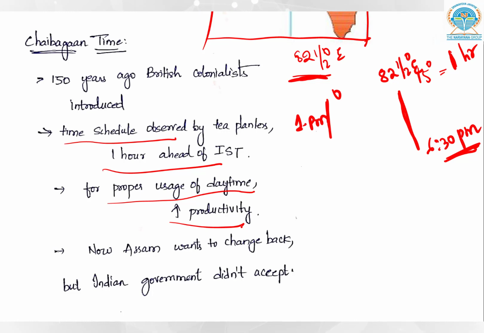But after independence, they were using standard IST only for all these years. But now Assam wants to change it back. But anyhow, the Indian government did not accept that proposal, and still Assam is following IST only.